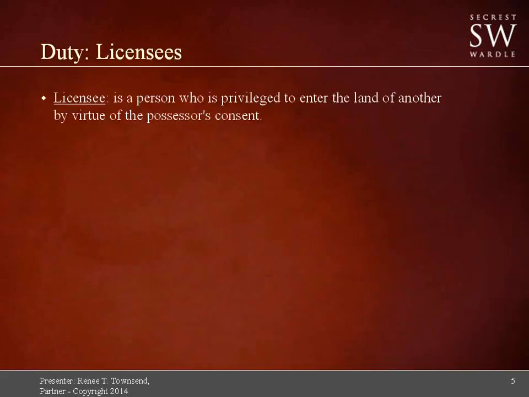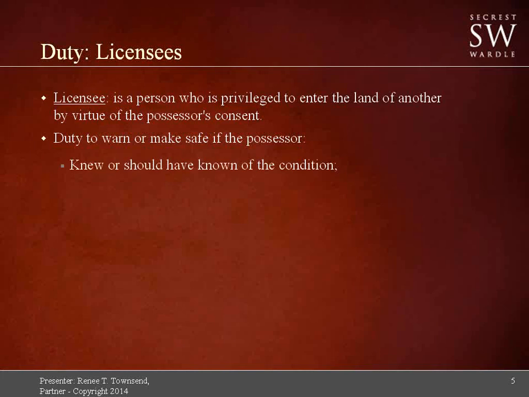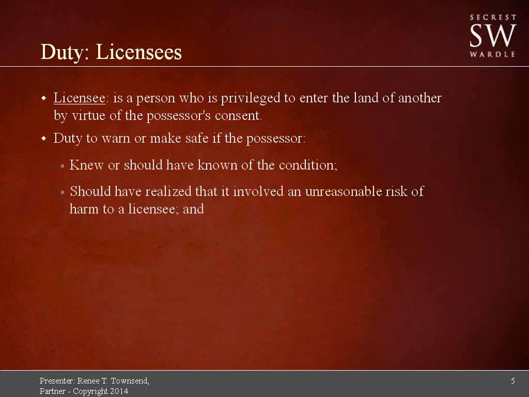What is a licensee? A licensee is a person who is privileged to enter the land of another by virtue of the possessor's consent. A landlord's duty here is to use ordinary care to prevent injury arising from the landlord's active negligence. A landowner is liable to a licensee for a condition on the land only if the possessor knew or should have known of the condition, should have realized that it involved an unreasonable risk of harm to a licensee, and should have expected that the licensee would not discover or realize the danger.